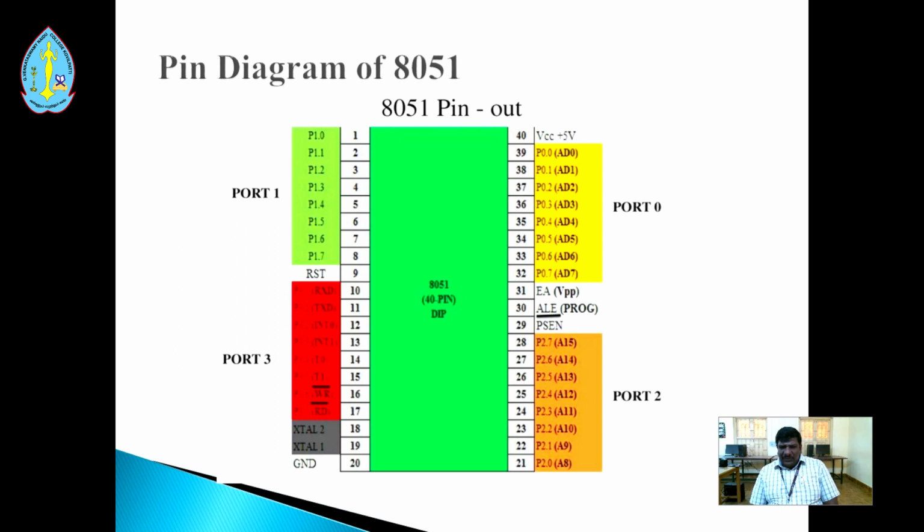Among the 4 ports, P0, P2 and P3 are used for other functions. For example, the P0 port is used for address and data buses, P2 is used for address buses, and P1 is used only as an I/O port. Especially port 3 is used for multifunctional pins. For example, in port 3 we have the RXD pin, TXD pin, INT0, INT1, T0, T1, write bar, and read bar.